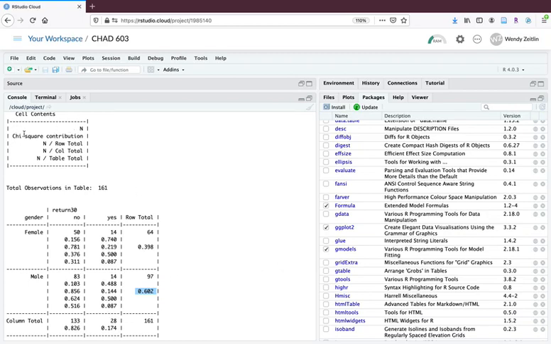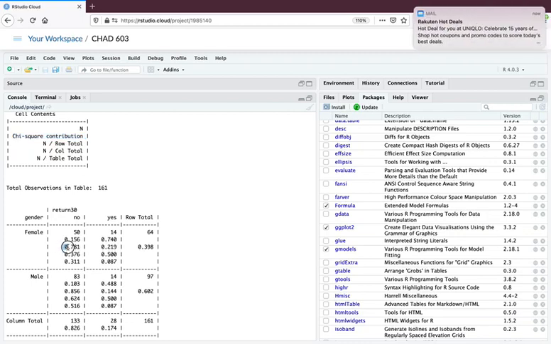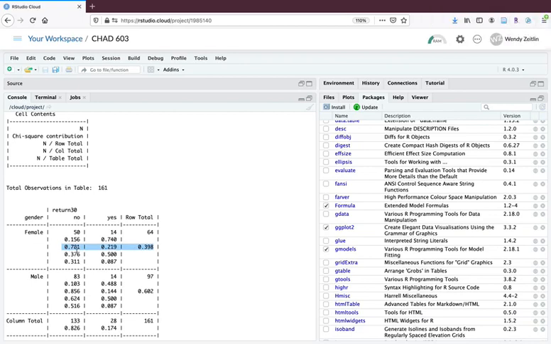So we're going to skip the chi-square contribution. That's not relevant right now. But the next row, the third number down, would be the total n divided by the row total. So what this is telling us in this third number is of all the females, because this row is females, 78.1% were not readmitted and 21.9% were. So we know that nearly 8 in 10 women were not readmitted.